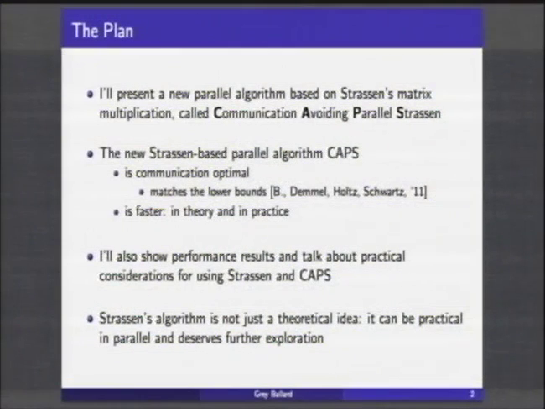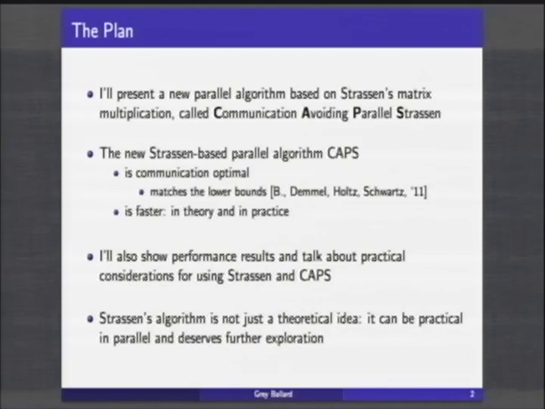Okay, so the basic plan. I'll show you a new algorithm. It's a parallel algorithm for Strassen's matrix multiplication. We call it communication avoiding parallel Strassen, or CAPS. I'll tell you that the CAPS algorithm is communication optimal, so it matches some lower bounds that we know of for Strassen. I'll also show you that it's faster in theory and in practice. And to back that up, I'll give you some performance data.